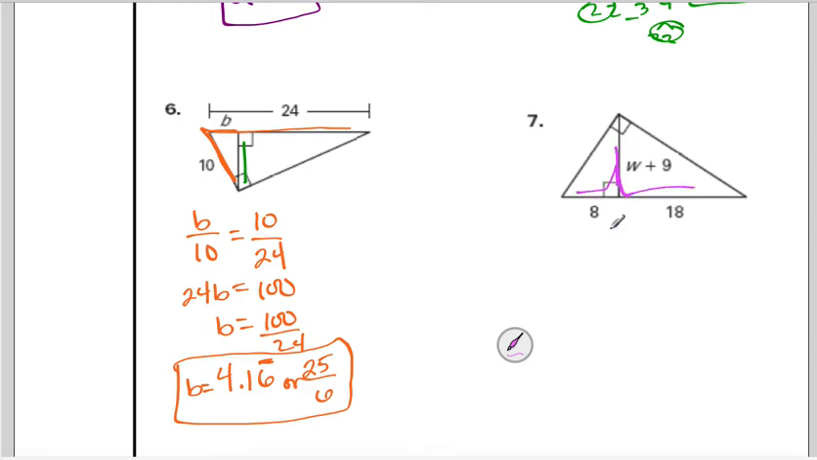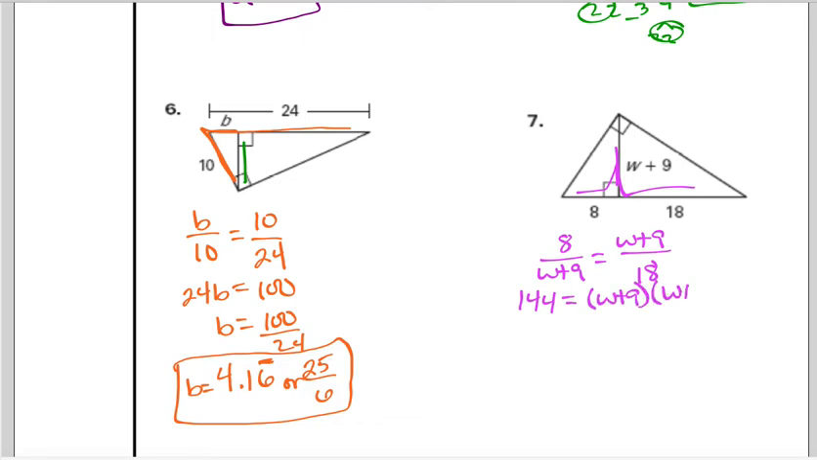Number 7, I can see that I'm using this middle piece here, so I am going to do that heartbeat, having 8 over w plus 9 equals w plus 9 over 18. And so this time when I cross multiply, I'm going to have to FOIL those together. 8 times 18 is 144. And on the right side, we've got w plus 9 times w plus 9. As I FOIL this together, I'm going to get w squared plus 9w plus 9w plus 81. On the left side, I had 144.